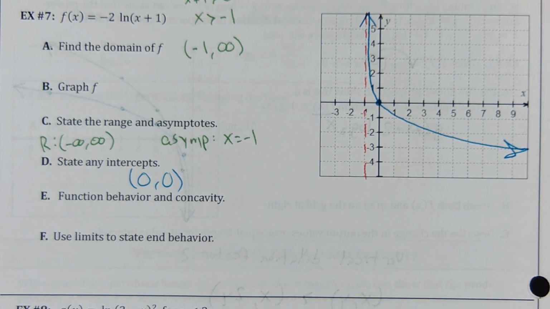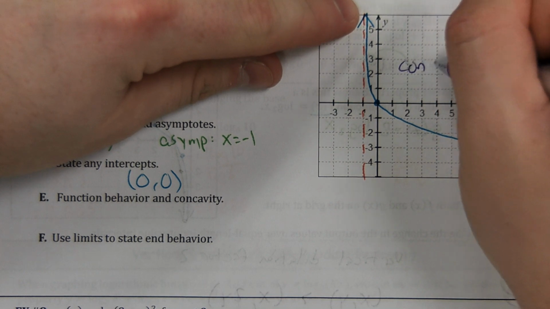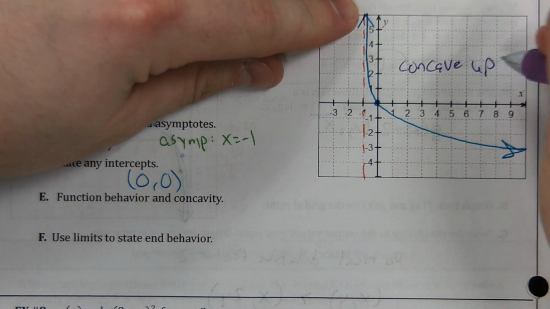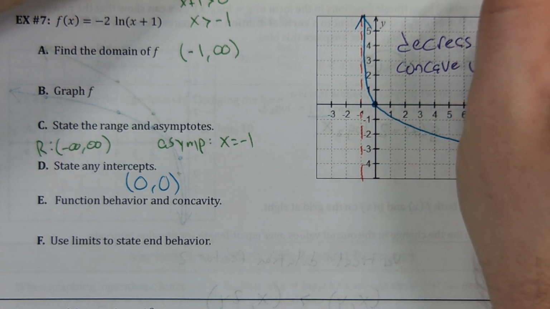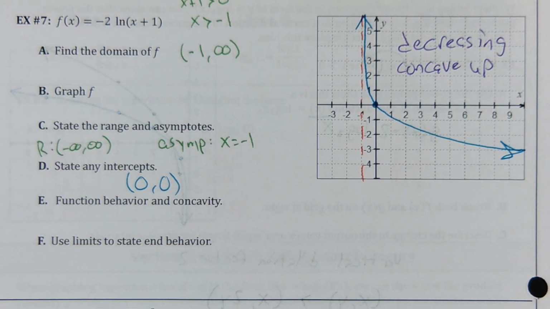So if we want to discuss this thing's behavior and its concavity, what two descriptors could I give it? This is concave up. That's one of its two descriptors. Let's give a, what is it? Decreasing. That's the other descriptor. Good. So it's a decreasing curve that is concave up. And now all we have to do is write its end behavior using limits.